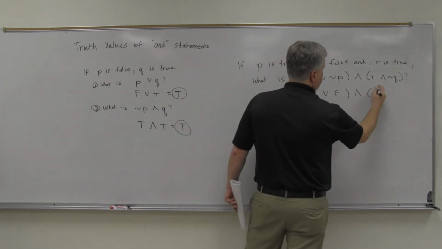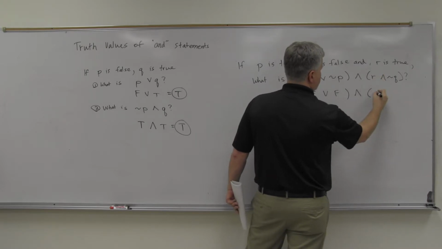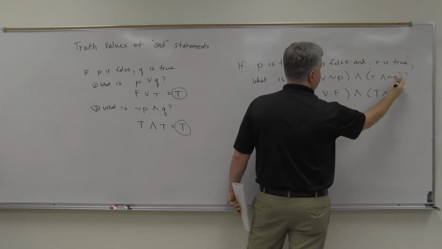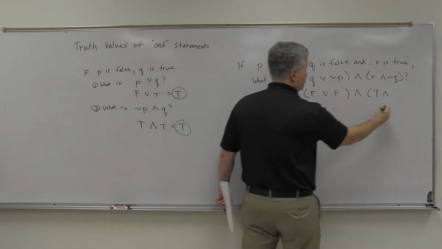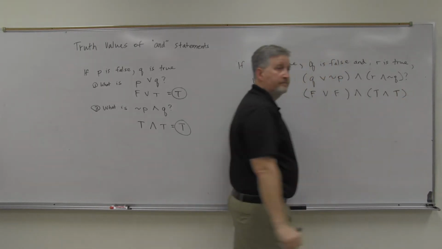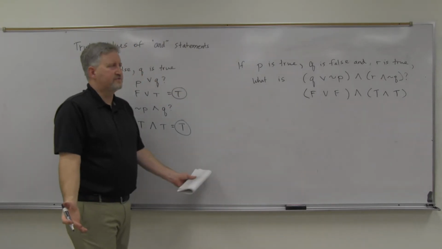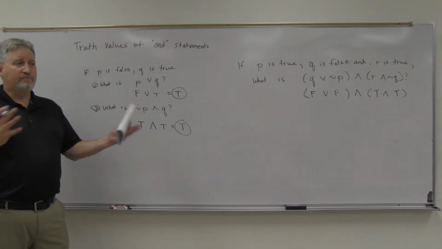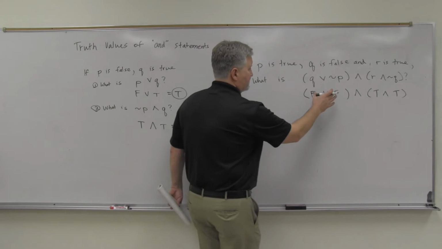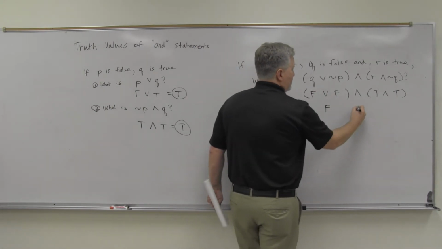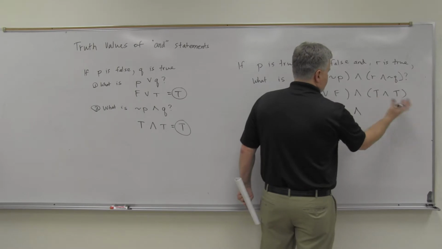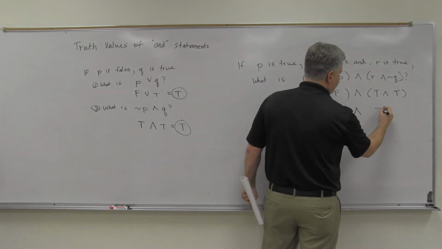Then I've got and then this one I've got parentheses R, so that'd be true and not Q. Well, Q is false, so the negation of Q would be true. With me there? So just put in those truth values as the sign, and then you do parentheses first. All right, so parentheses first, false or false. Well, two falses, that's obviously false. Then we do these parentheses, true and true.